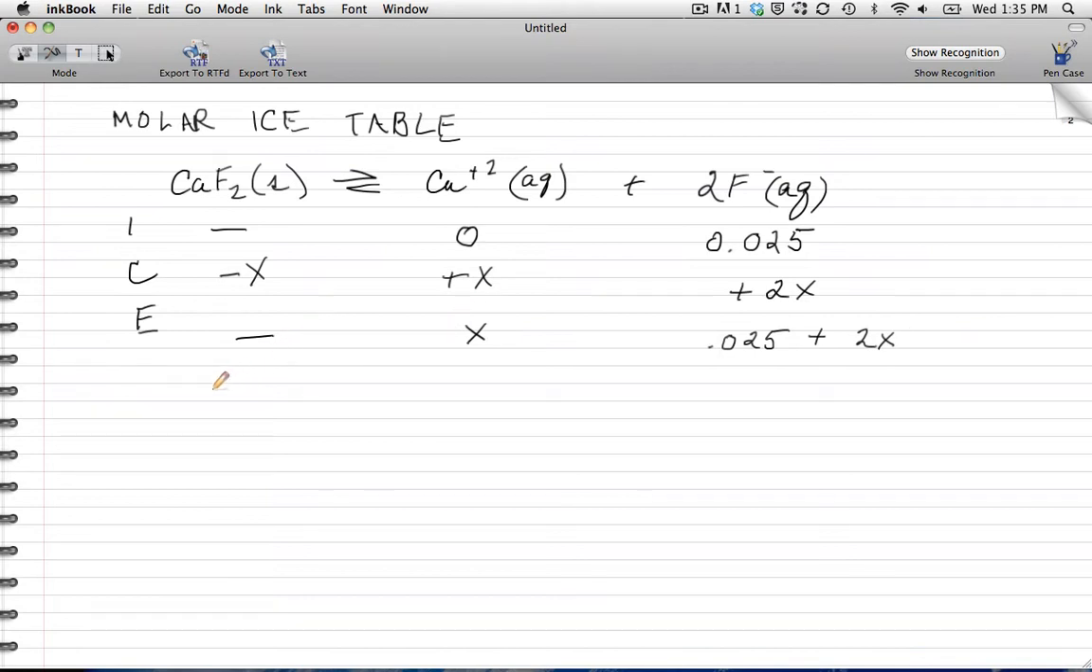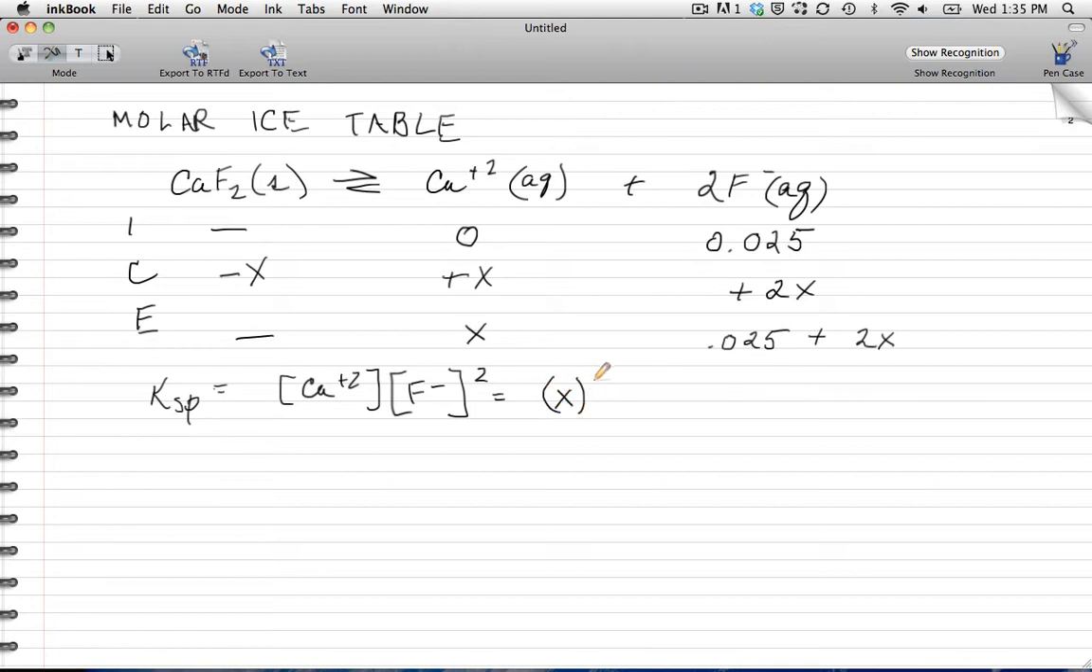So when I do my final accounting and add my initial and my change together for the calcium and the calcium fluoride, I get 0.025 plus 2x for the fluoride. So the Ksp quickly turns into an ugly thing.